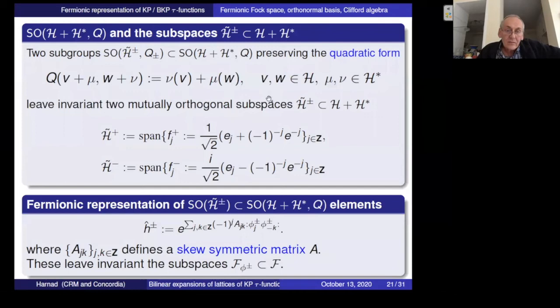And the group elements can be written very much like the group elements for general linear, only you have two types, the plus type and the minus type. And you have the neutral fermion operators, which come in with opposite signs, so I won't go into that. Basically, A is skew symmetric. Okay, so now the formula for the BKP function, which is completely analogous.